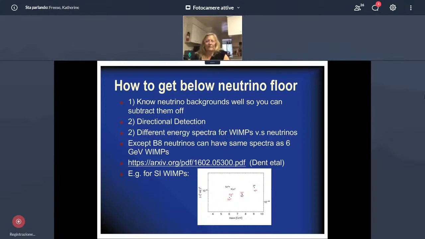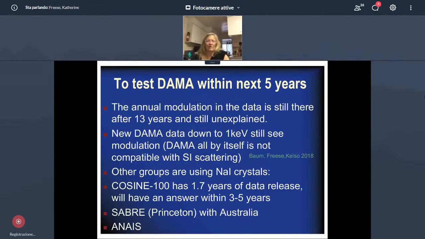So the good news is that if you really want to make a test of DAMA, you have to have another experiment with the same material, sodium iodide, and that is very actively being pursued.